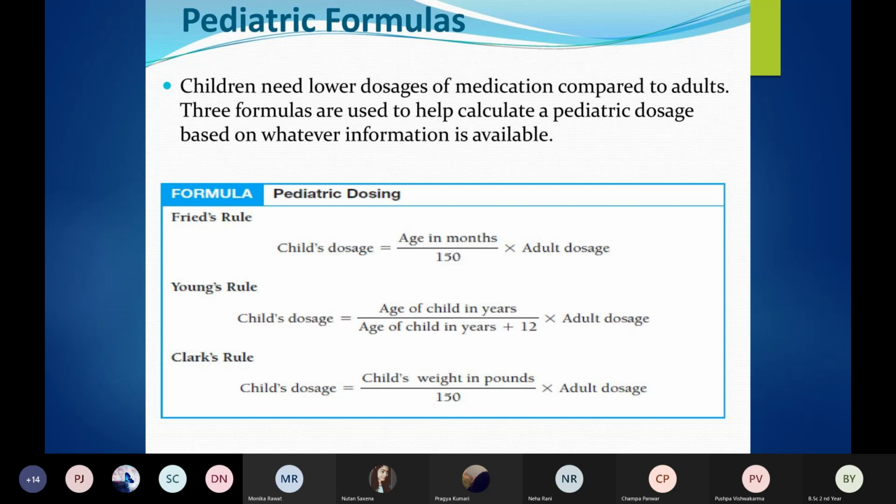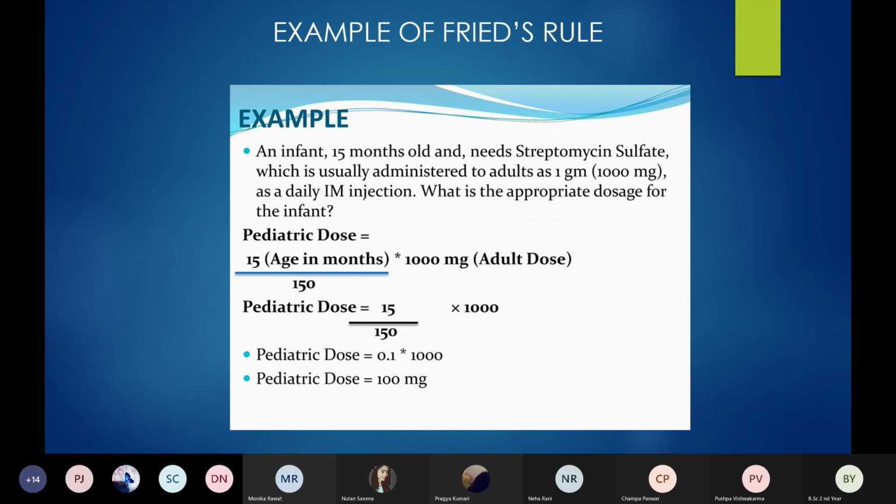Okay, how much we are giving to the adult, and based on that we have to find out the child dose. So these are the important formulas that we have followed. Here I have given some examples. This is the first example, of Wright's rule.